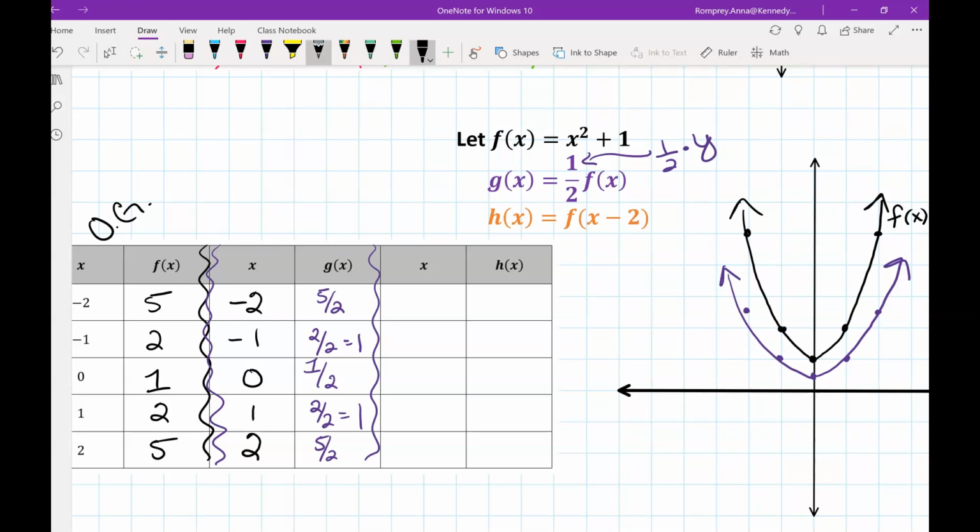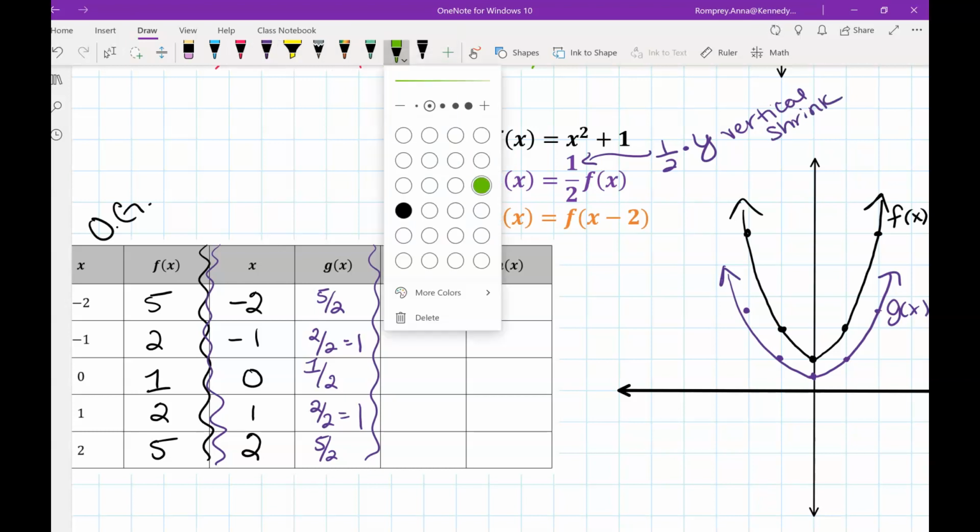Okay, so this is our g of x function. So this one was vertically shrunk. It got wider. So I'm calling it a vertical shrink because it affected my y, which is a vertical movement. So this is what we call a vertical shrink. Okay, now let's look at h of x.